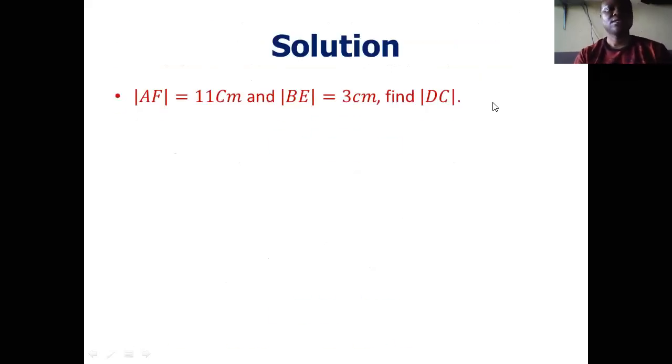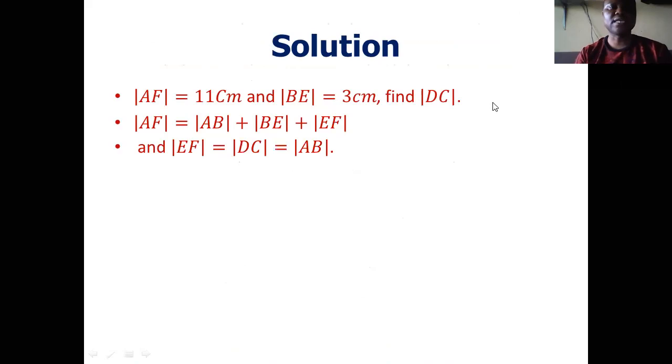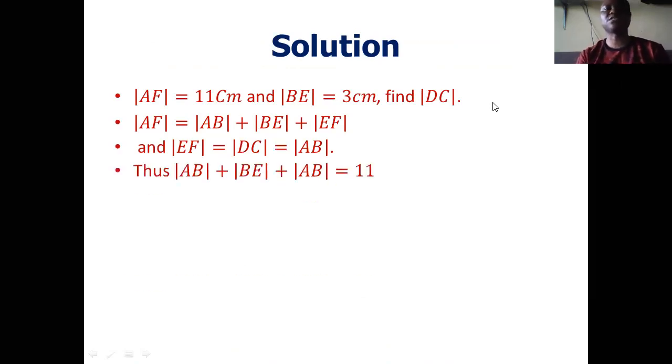Solution. Here is what you were given. AF is 11 centimeter, BE is 3 centimeter, and find DC. Because the AF is equals to AB plus BE plus what? EF. And AF is equals to BC is equals to AB, like I show you in the diagram. BE is 3 centimeter, remember that, and AF is 11 centimeter. So if EF is equals to DC is equals to AB, we can remove EF and then put AB. You can see that here.